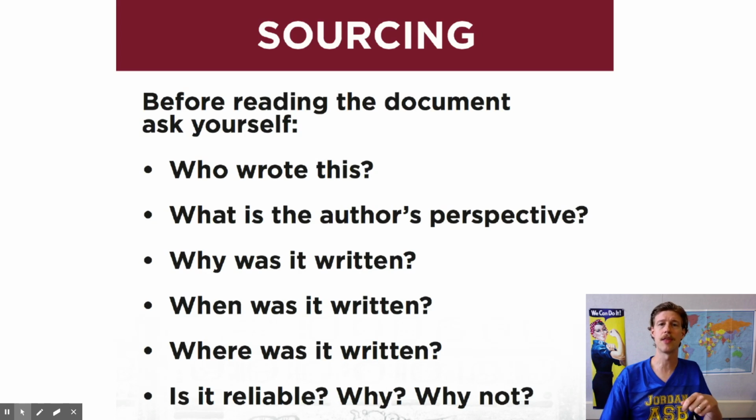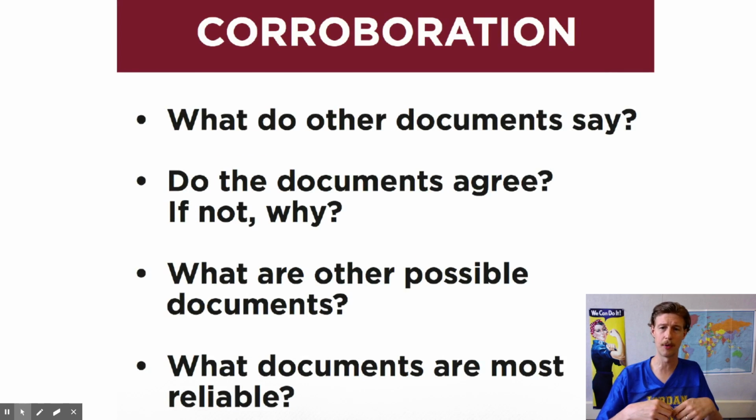Once they've mastered that, we move on to corroboration. What do other documents say about the historical events? Do they agree with each other? What are other possible documents? Whose story are we missing? And what documents are the most reliable and why? So this will help the students form their own interpretation of a historical event.